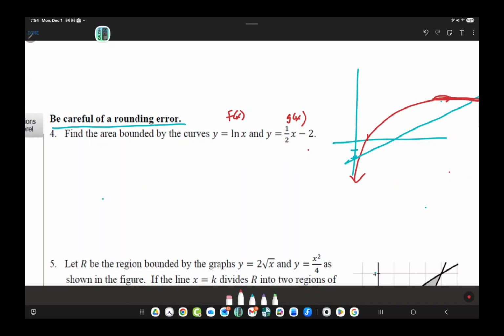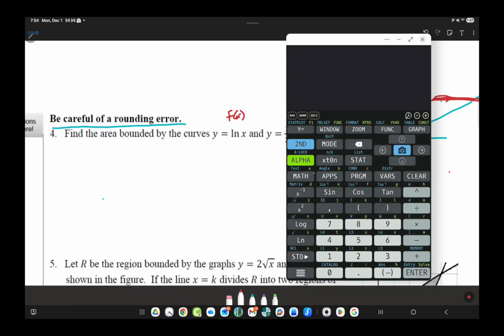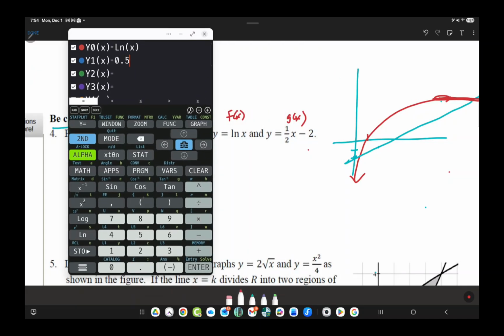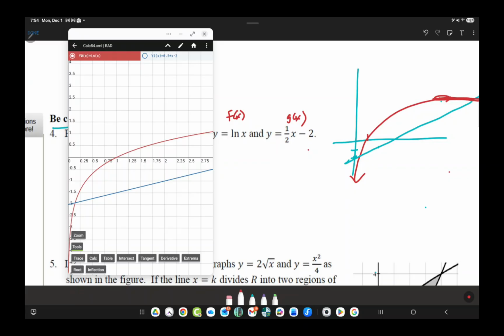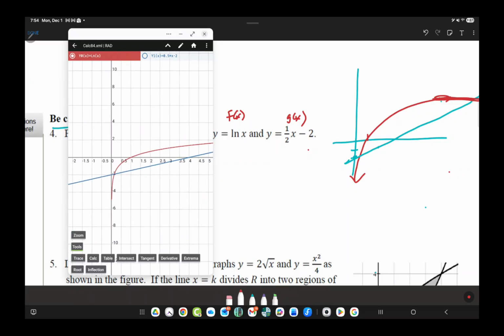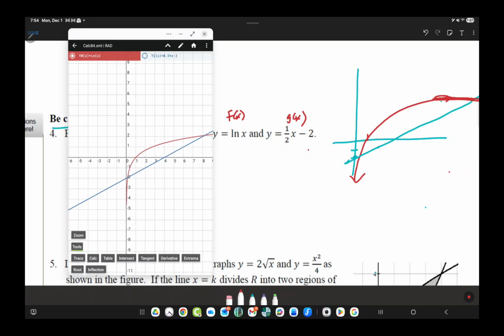And that's where the rounding error is going to come in. So we are going to have to graph them no matter what. So we clear this, natural log of x, and we have 1/2 x squared minus 2. So graph. I need to zoom out a little bit. There we go.